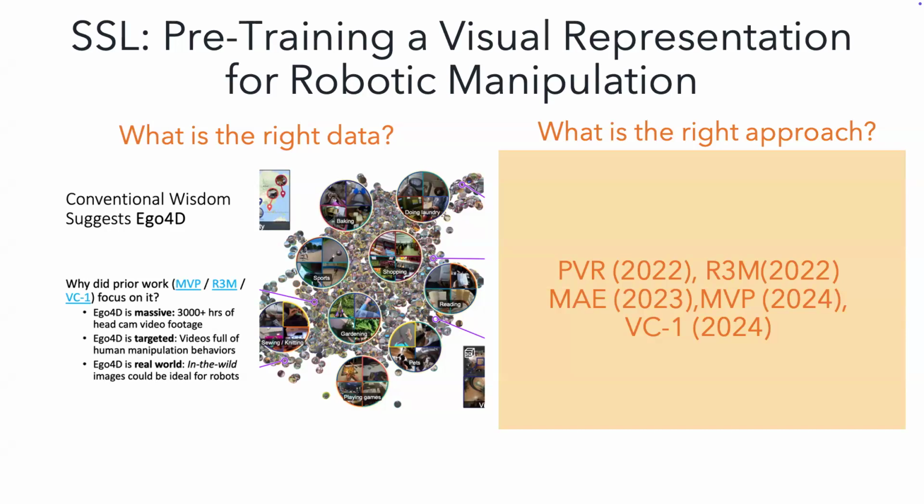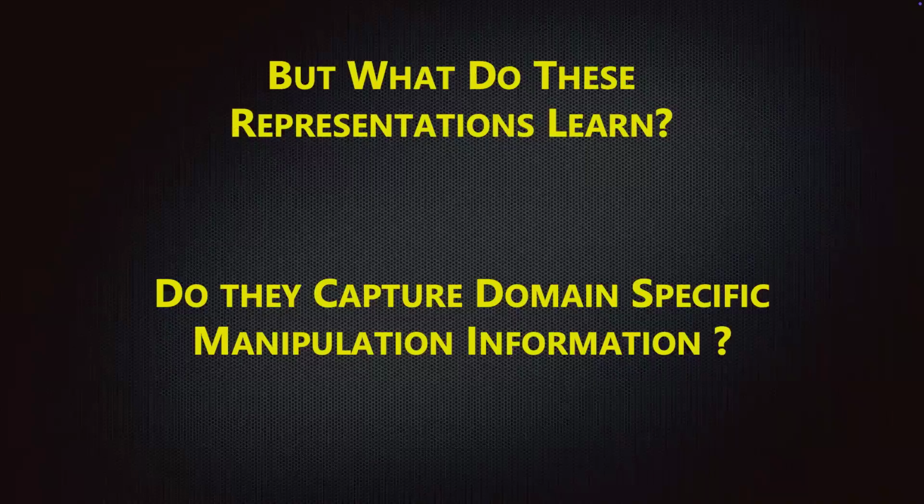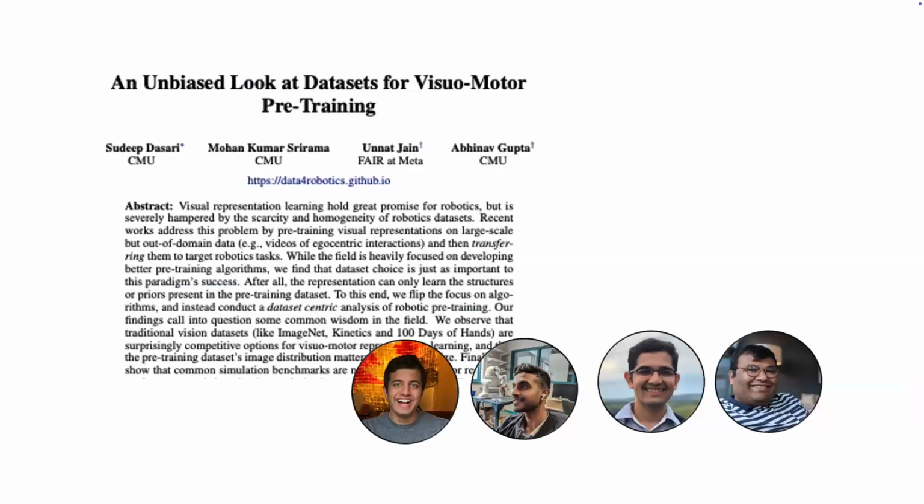But one question that we wanted to ask is, if you use off-the-shelf self-supervised approaches with this Ego4D data, does it learn robotic representations or does it learn something completely different? And so in the first paper, we try to explore what kind of representations are learned if we use off-the-shelf self-supervised learning approaches with more manipulation data. Are they useful for learning robotic representations or not?